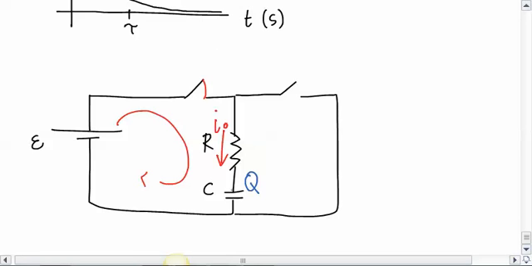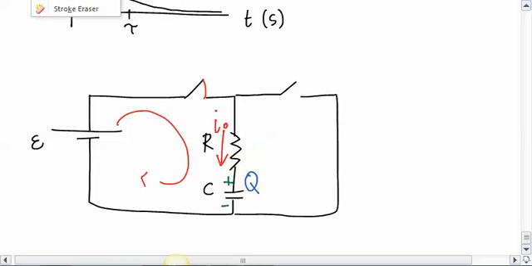Now, this top side of my capacitor becomes positively charged. The bottom side of the capacitor becomes negatively charged because the top side of my capacitor is connected to the positive side of the battery and the negative side is connected to the bottom side. That's how you can tell what charge goes where.